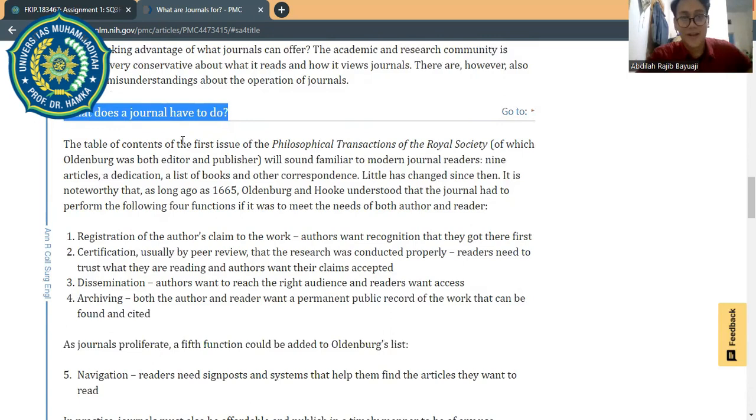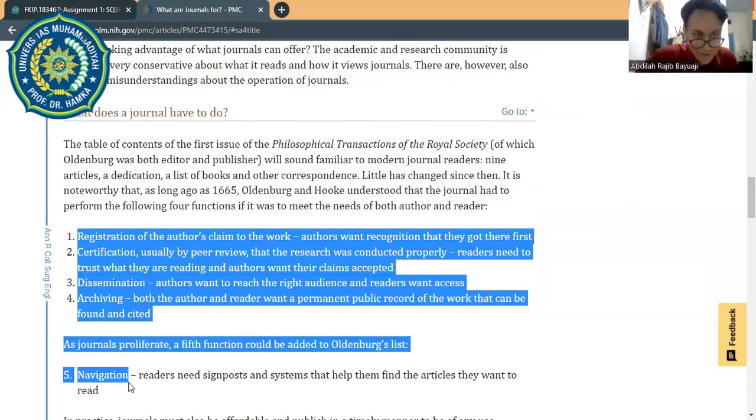Okay, now that I've written down my questions, it is time to read, the next step of SQ3R. Read is where you, of course, read this section to find the answer to your questions. Okay, so my first question is, what does a journal have to do? Okay, and I've read this section also, and my answer to the question is these 5 points. Okay, registration through navigation.